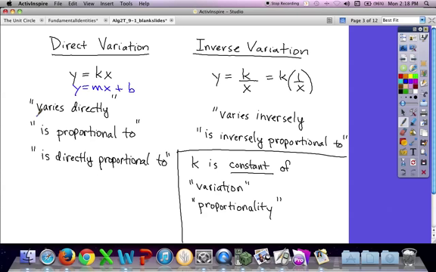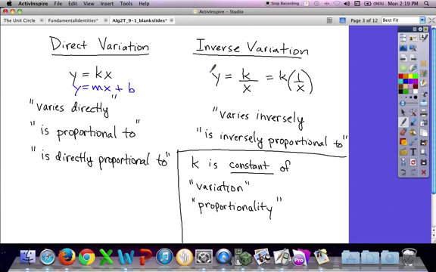So inverse variation, also not new. We did this. We did the graphs of inverse variations at the very beginning of the last chapter. It's y equals k divided by x. So now, because the x is in the denominator and the y is in the numerator, if you increase x, you decrease y. If you decrease x, you increase y. They vary inversely.